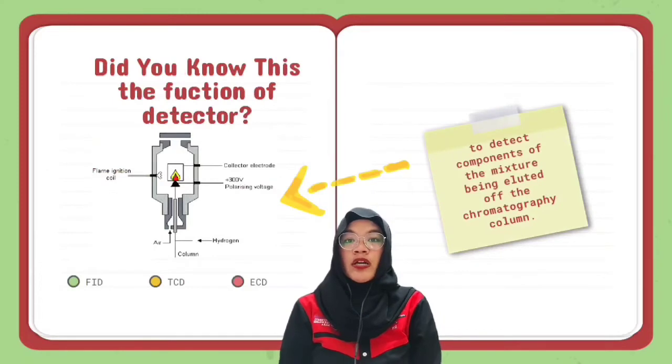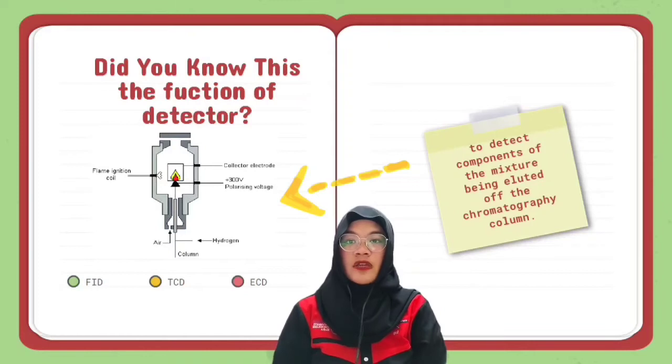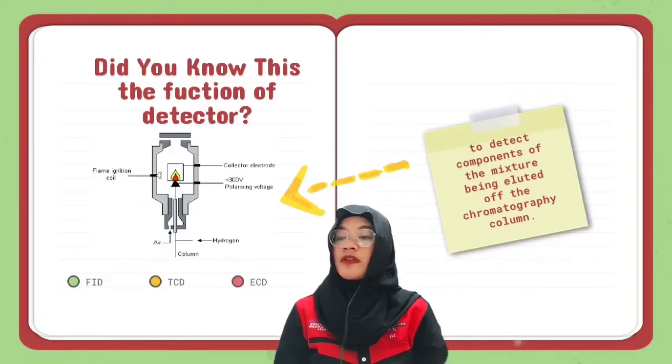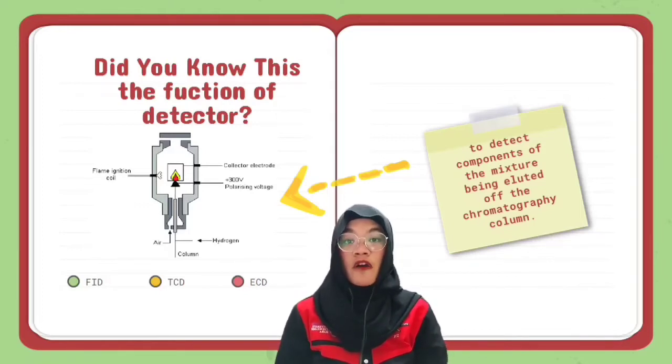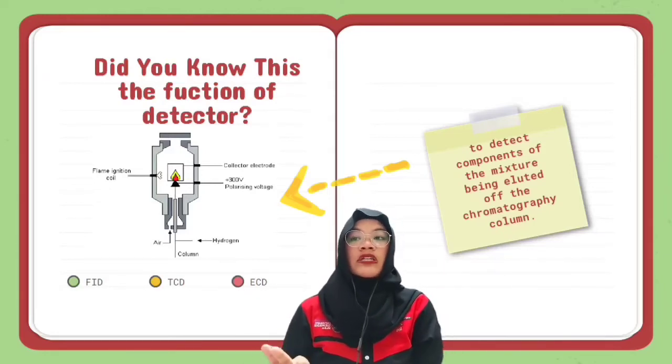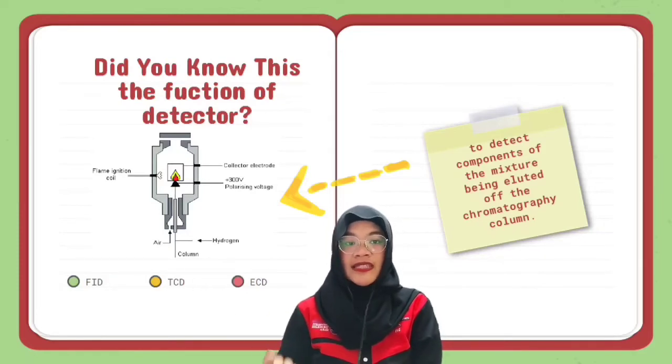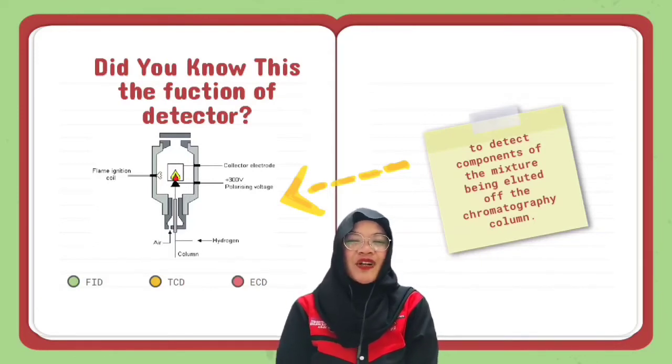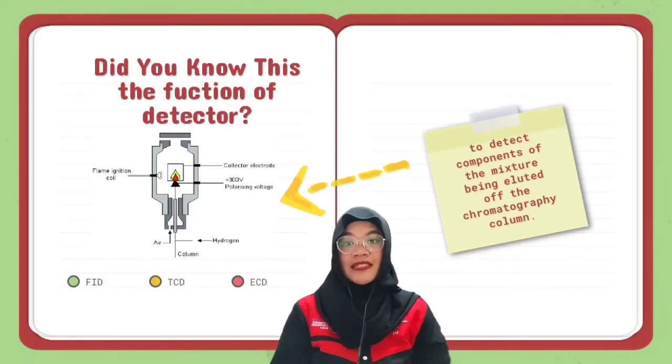For the last one, do you know the function of a detector? The detector is one of the most important parts in gas chromatography. It detects the components of the mixture being eluted from the chromatography column. There are 3 types of detector: FID, TCD and also ECD. That's all from me. I'm going to pass it to my member for the next presentation. Thank you so much for listening.